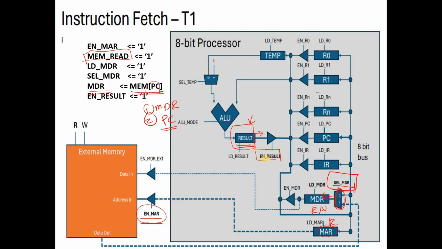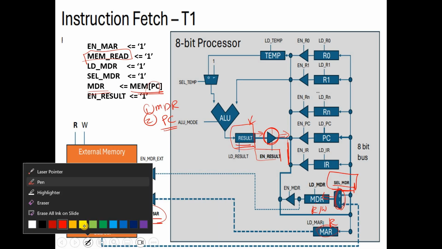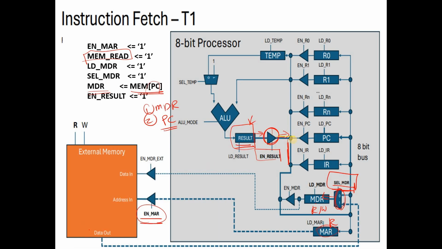So for this one, we have to enable this result first of all. So we're enabling this result register, and now this one stores the incremented value, so we can go ahead and pass it to the bus. Okay, so after passing it to the bus, I can change the colors. Now this bus contains the incremented value of the PC, and then we can simply pass it to the PC.